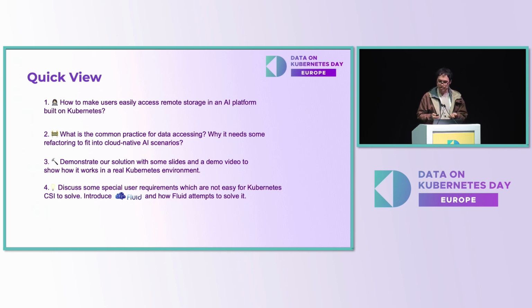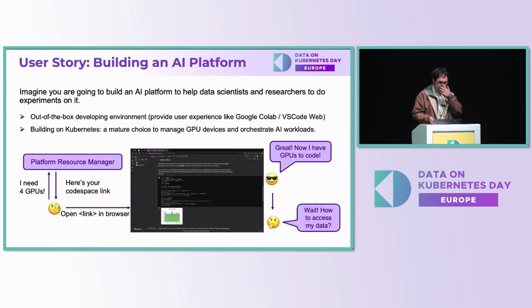The third part is our solution. We are going to demonstrate our solution with some slides, and we'll give a pre-recording video to show how it works in a real Kubernetes environment. And the last part is more like a discussion. We will talk about some special user requirements we met, which are not easy for Kubernetes CSI to solve. And we will introduce the project Fluid here and try to talk about how Fluid wants to solve it with some attempts. So let's start with a user story.